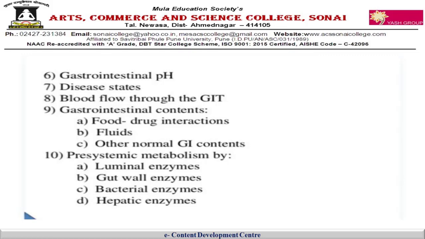Seventh, disease state. Eighth, blood flow through the GIT. Ninth, gastrointestinal contents: A, food-drug interaction, B, fluids, C, other normal GI contents. Tenth, pre-systemic metabolism: A, luminal enzymes, B, gut wall enzymes, C, bacterial enzymes, D, hepatic enzymes.